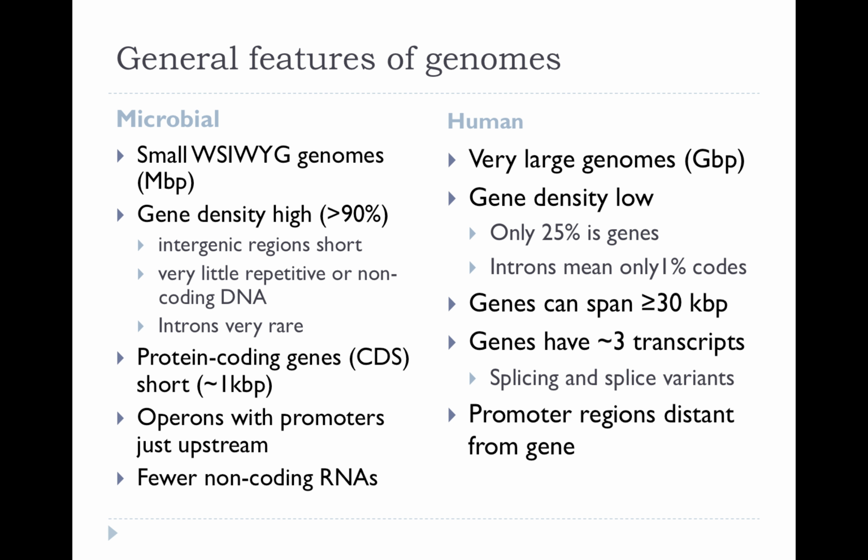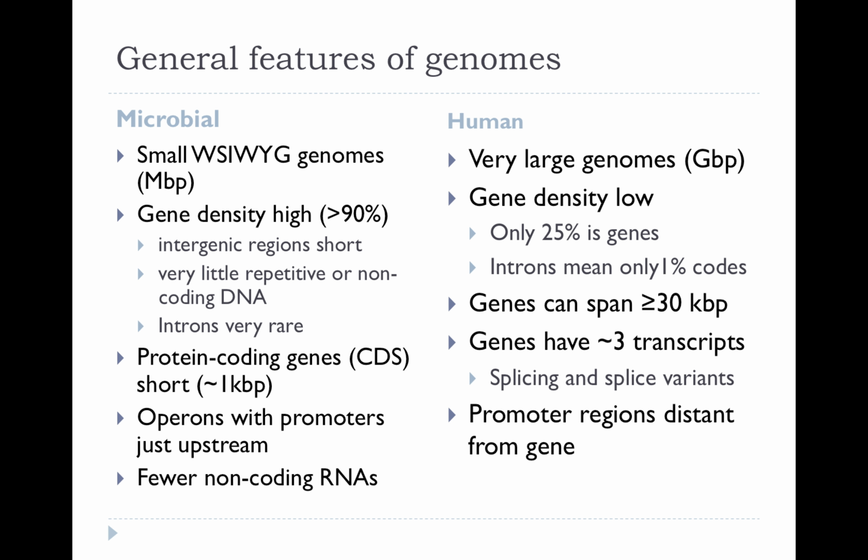So it's just to remind you the general features of genomes. Microbial genomes, you might call them what you see is what you get genomes. It's very clear. You just look at the DNA sequence and you can see the protein coding genes very easily. You don't have to do too much analysis to get to them. And the gene density is high. I put over 90%. I thought it was about 85%. But yeah, they have very short intergenic regions, very little repetitive or non-coding DNA, and introns are extremely rare.